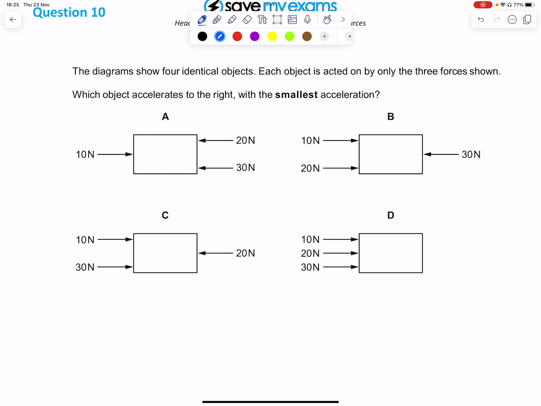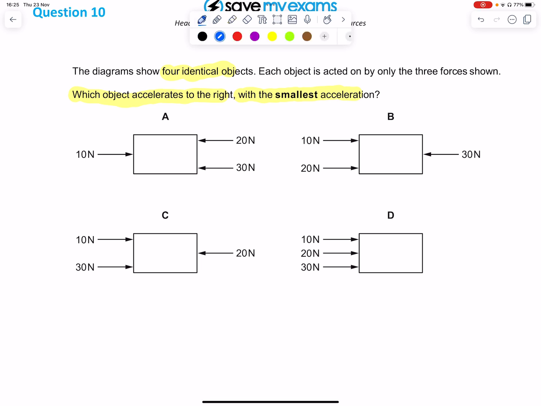The diagram shows four identical objects. Each object is acted on by only the three forces shown. Which object accelerates to the right with the smallest acceleration?